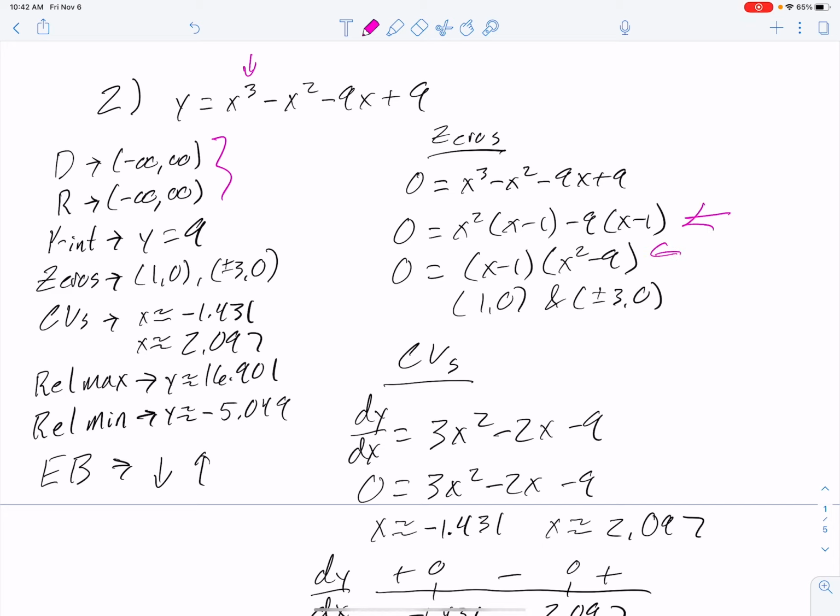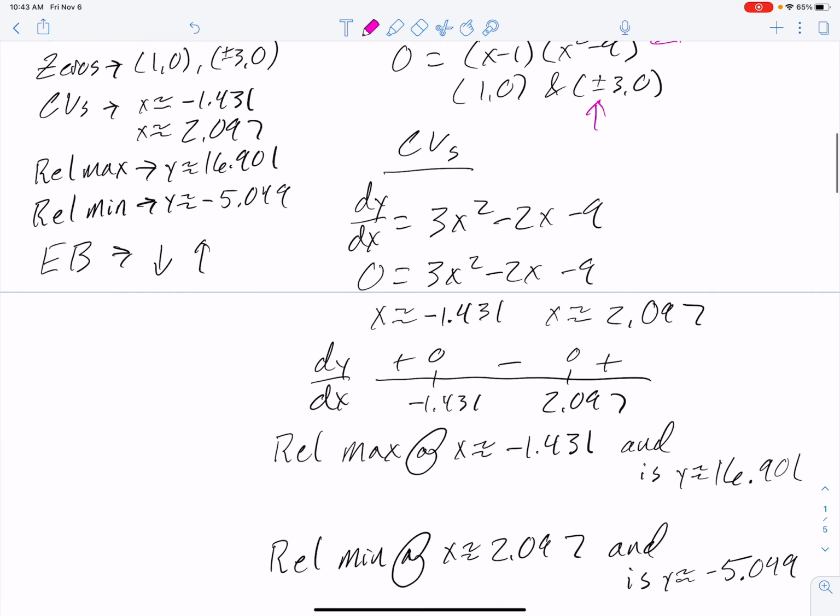This is factorable by grouping, so I went ahead and factored my original function. I didn't continue showing that I had the difference of squares for the x squared minus 9, but I already knew that that would get me a 0 at plus or minus 3, 0, and 1, 0. Took my derivative. Derivative was not factorable, so I had to use my calculator to come up with my two critical values.